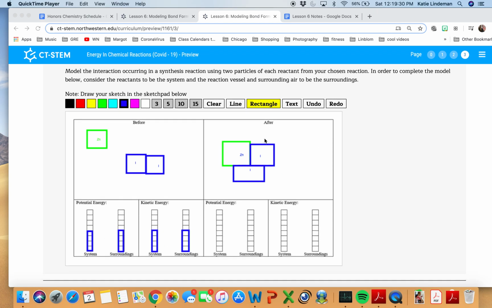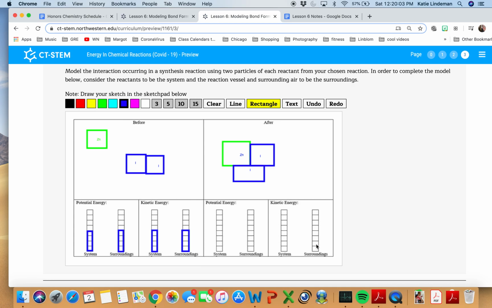And just like before, we want to think through what is actually happening here. So we know that this is an exothermic reaction. Exothermic means that we have energy transferring from the system to the surroundings, and we can pick up that change in energy through a change in temperature. So again, because there is a shift in temperature, we're going to have the kinetic energy of the surroundings increase.